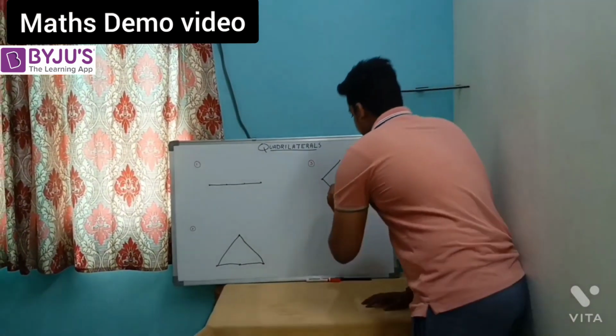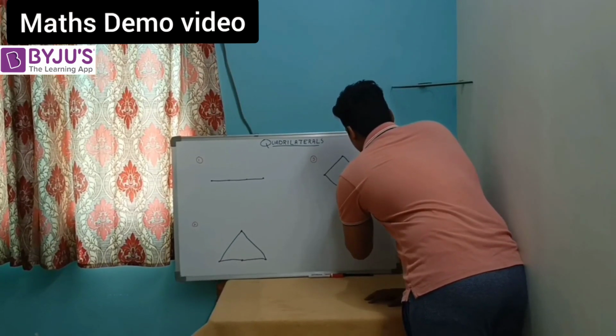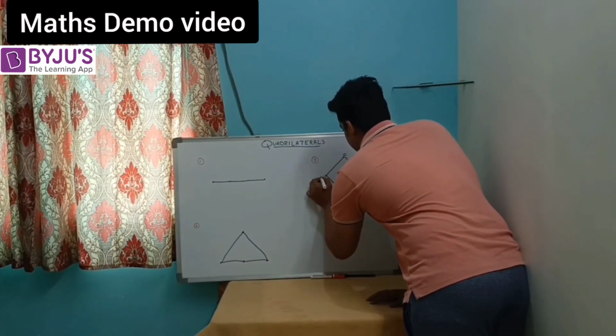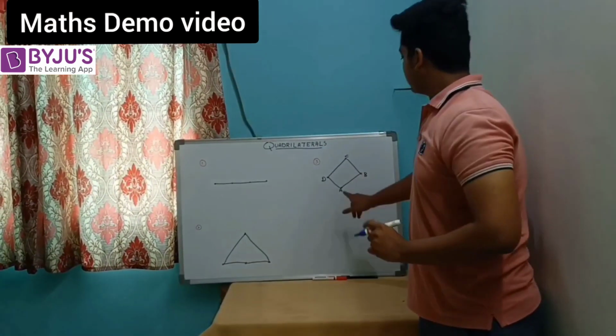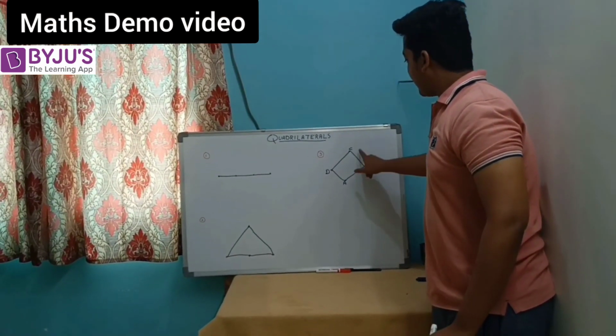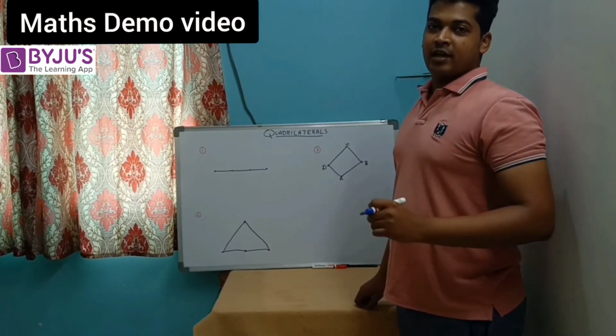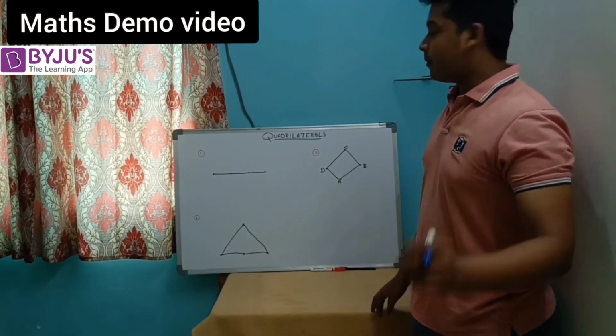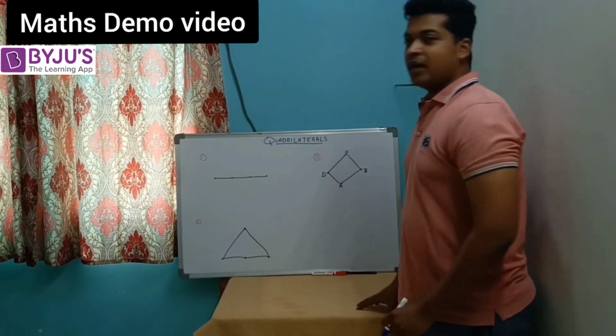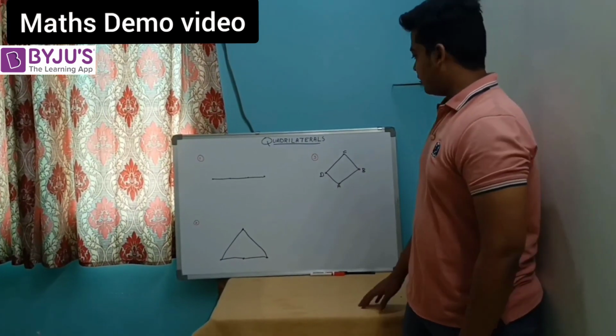Let's label them. Angle A, angle B, angle C and angle D. Quadrilateral is also called a tetragon. Why? Because it's a polygon with 4 sides. Now there's another definition of quadrilateral.